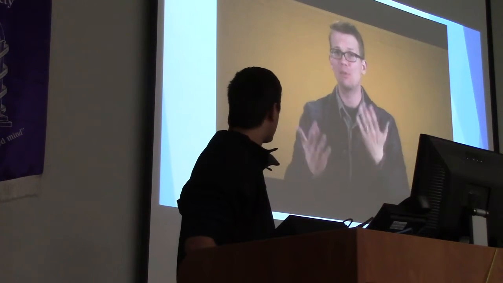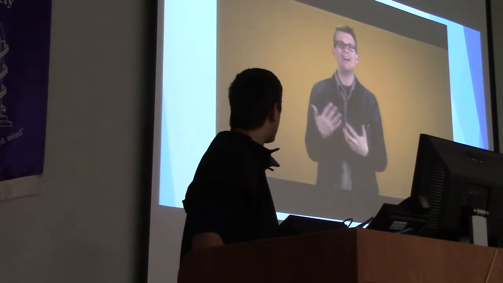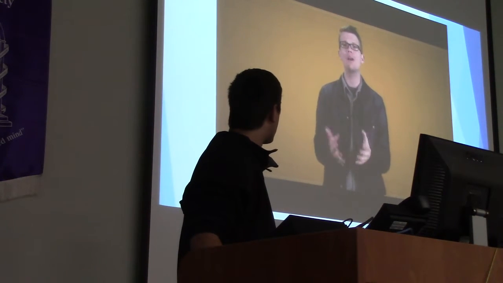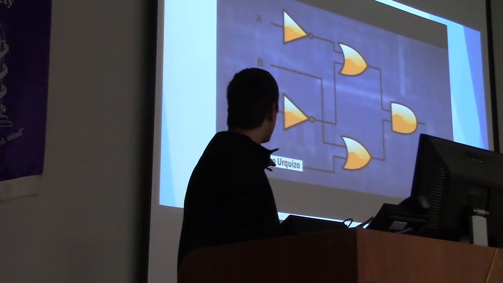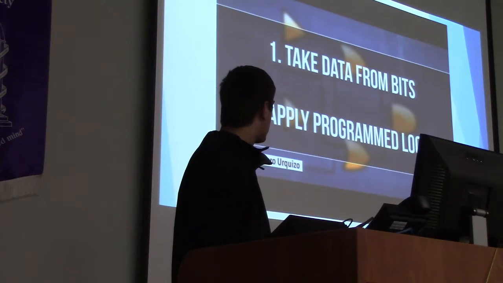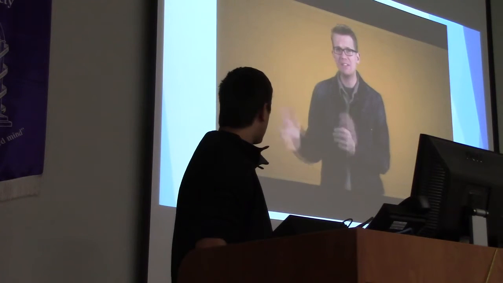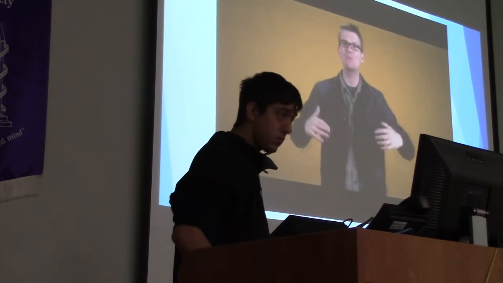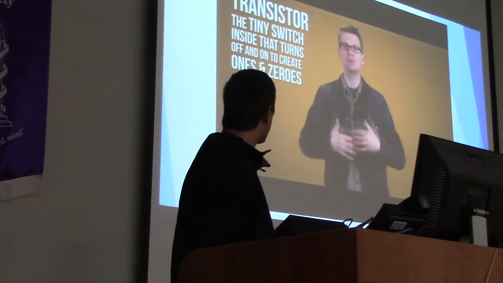Making actual circuits with qubits is incredibly hard. What the New South Wales team managed to do is boil down all of these ideas to create a quantum logic gate, 2 qubits that can interact with each other. Logic gates are the basis of any digital circuit. They take data from bits, apply programmed logic to the information, and then output the data based on the results. The team took the existing technology in a silicon microchip and reinvented its transistor, the tiny switch that turns off and on to create ones and zeros.